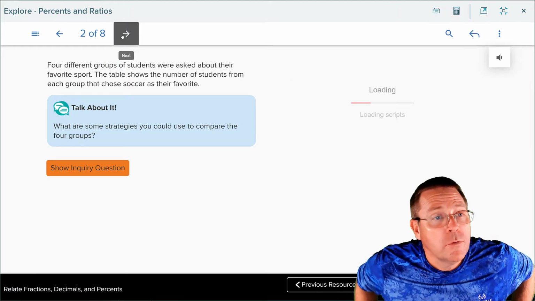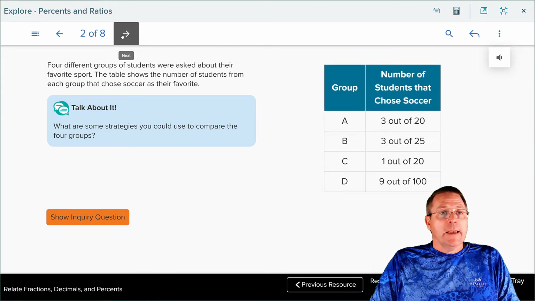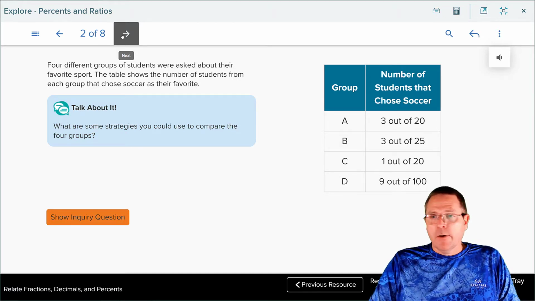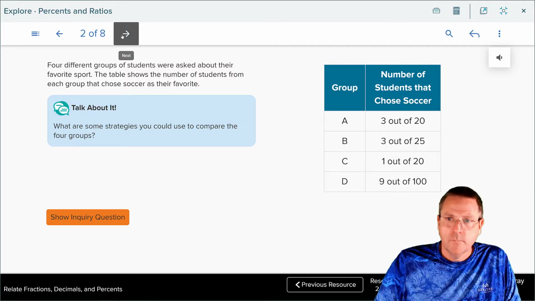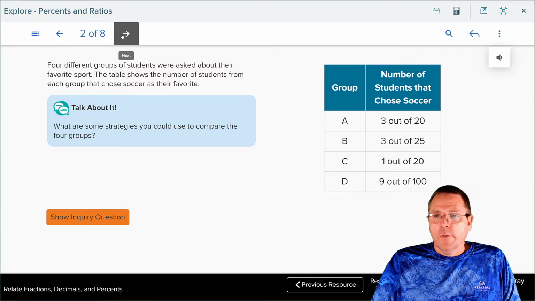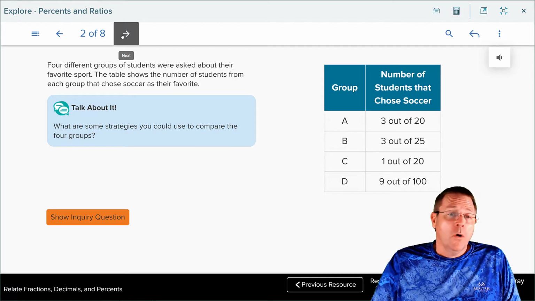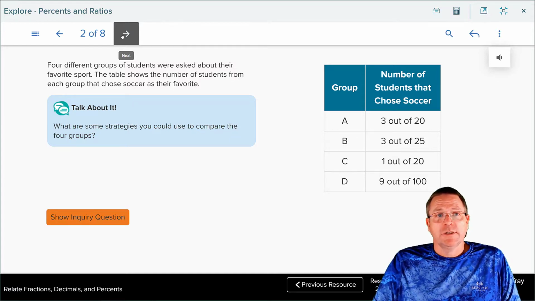So how are we going to do this? 4 different groups of students were asked about their favorite sport. The table shows the number of students from each group that chose soccer as their favorite sport. What are some strategies you could use to compare these 4 groups? You could work them to where they have a common denominator, such as 100, I think would be the best common denominator to work with. Or you could divide them out to where they all are a decimal value, or you could then multiply that decimal value to find a percent of each one.